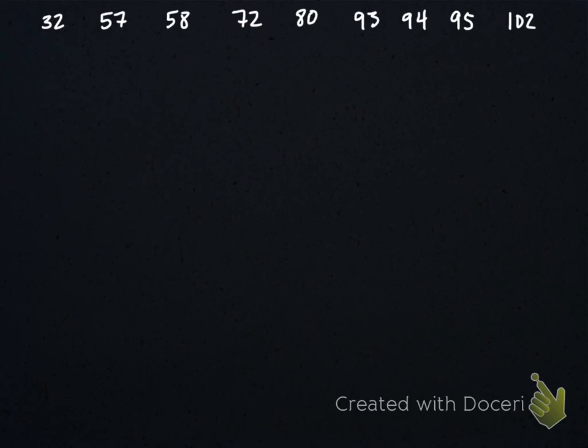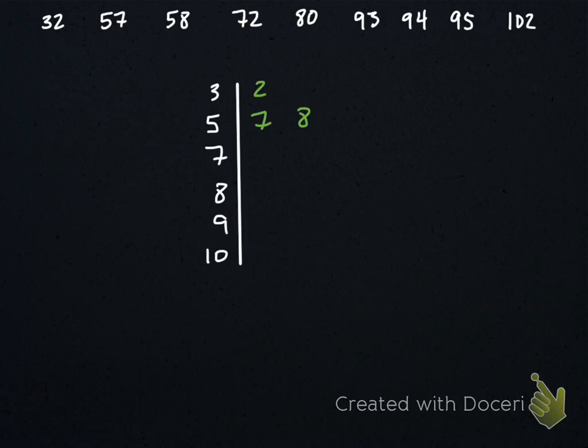If I want to do my stem and leaf, I would do my little line. For my first numbers, I have a 3 for 32. I have a 5, with 2 of those. I have a 7, an 8, a 9, and a 10. Then my numbers on the right-hand side, my leaves: on the 3, I have a 32. For the 5, I have a 57 and a 58. I have a 72, an 80, then a 93, a 94, a 95, and I have a 102.